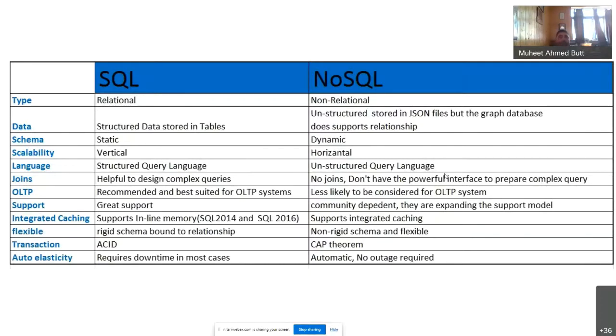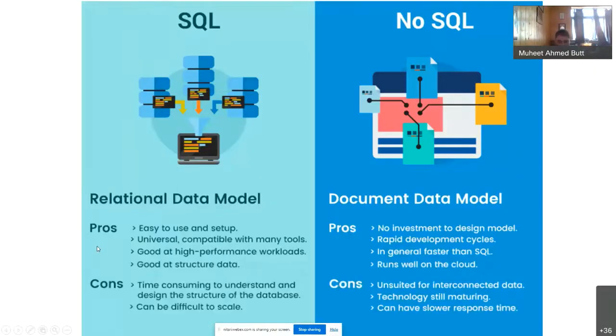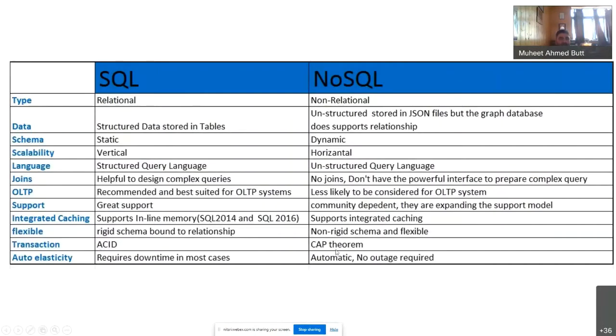Every vendor of NoSQL has kept it this way. They have their own requirements, but they have not generalized things. And obviously, integrated caching flexibility also means you have a rigid relationship between them. Here it is non-rigid. Now here we have to bother about ACID properties, and here we have to bother about the CAP theorem too. Now here it is auto elasticity.